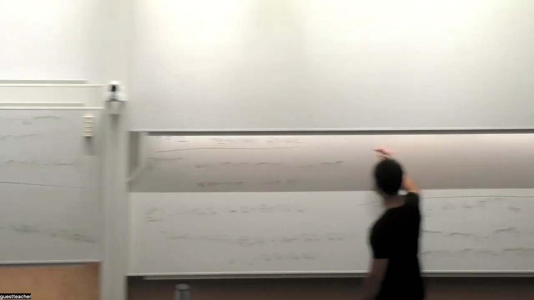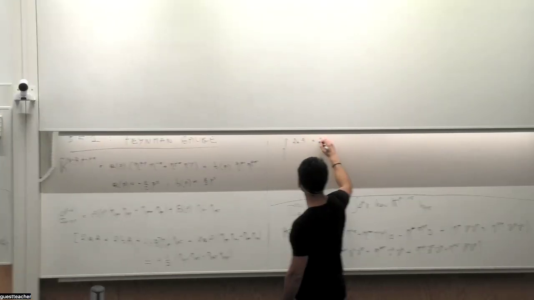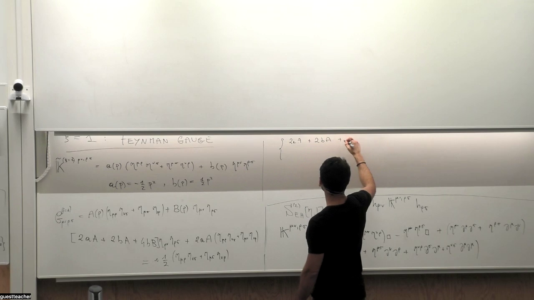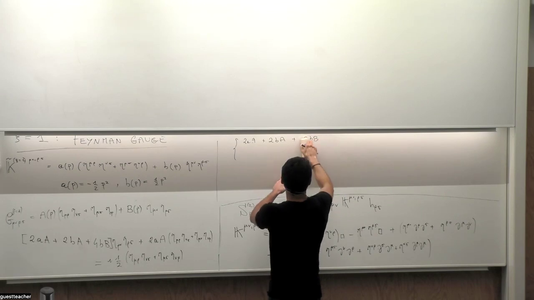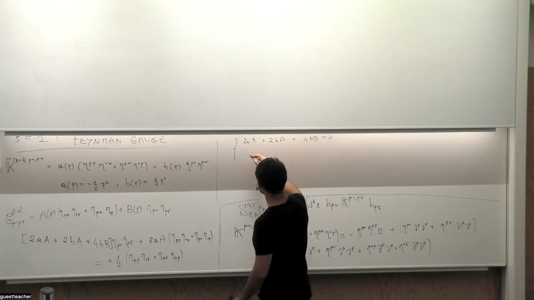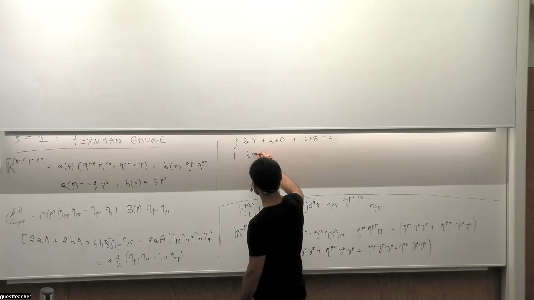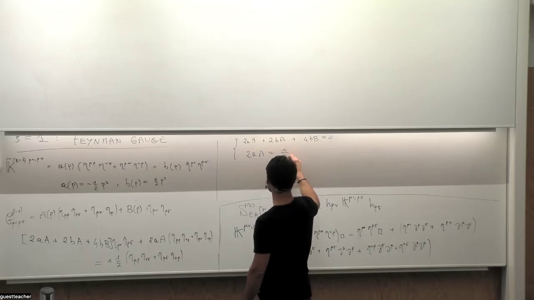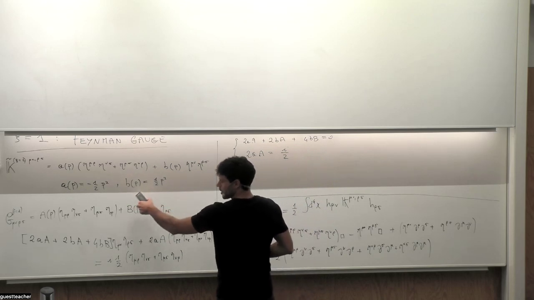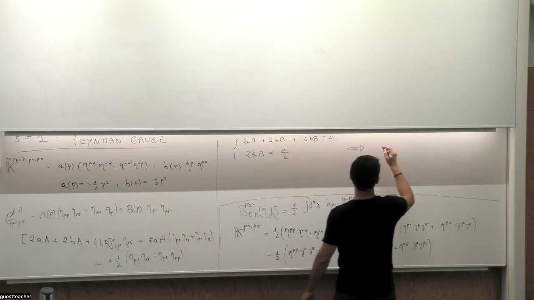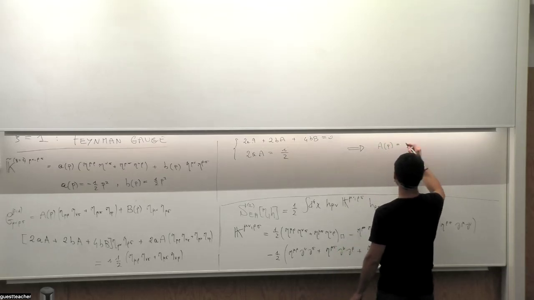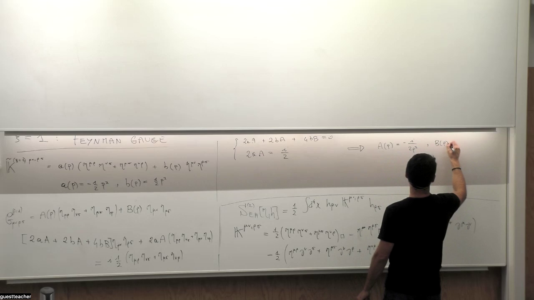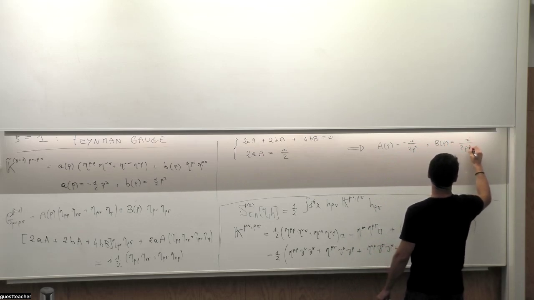When basically we impose that 2AA plus 2BA plus 4BB is equal to 0. And when 2AA is equal to i over 2. Taking these values for A and B, in the end, what we get is that A of P is equal to minus i over 2P squared, and B of P is equal to i over 2P squared.